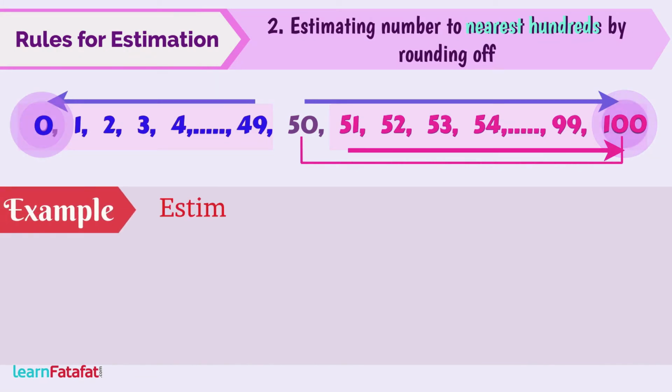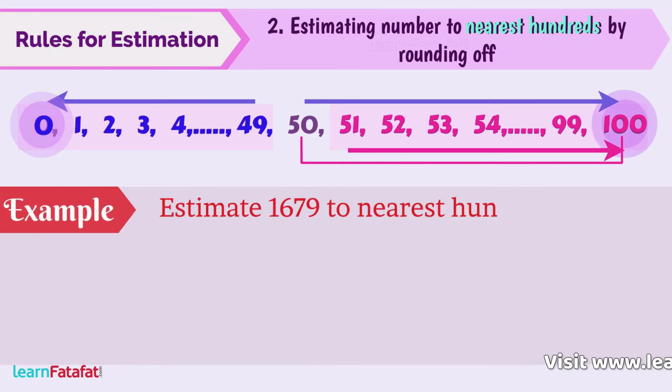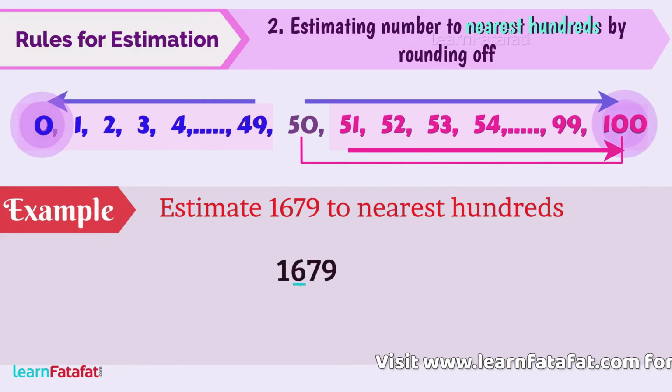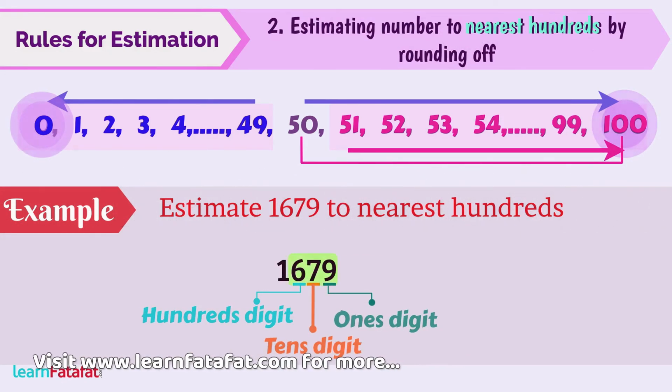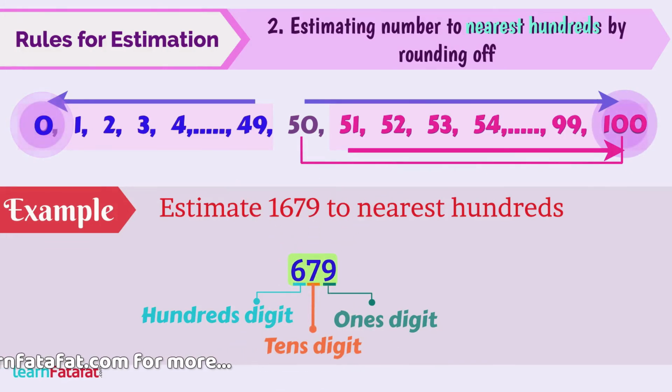Example, let's estimate 1679 to the nearest hundreds. Here, notice the hundreds, tens and ones digits. It makes the number 679. The nearest hundred of 679 is 700. So, 1679 can be rounded off to 1700.